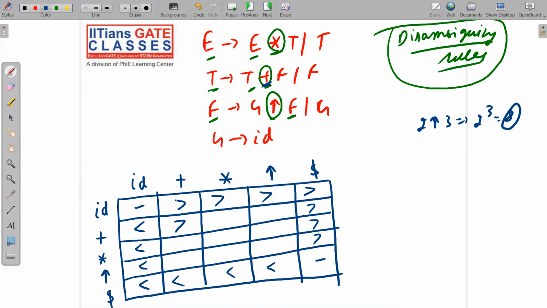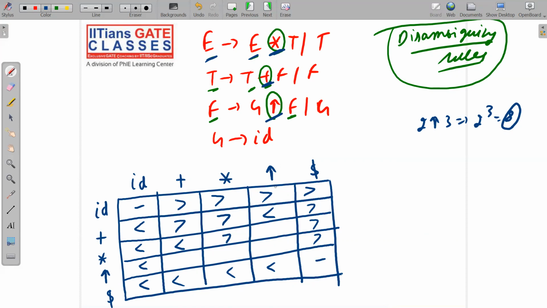Plus and star. Now please do not say that according to mathematics star is having more precedence. See here, star is at higher level, plus is at lower level. So plus is having more precedence than star. And what about star and arrow? Arrow is having more precedence because it is at the lower level. Then star and plus. Star is at higher level, plus is at lower level, so plus is having more precedence. Star and star: star is left associative, so I will keep like this.